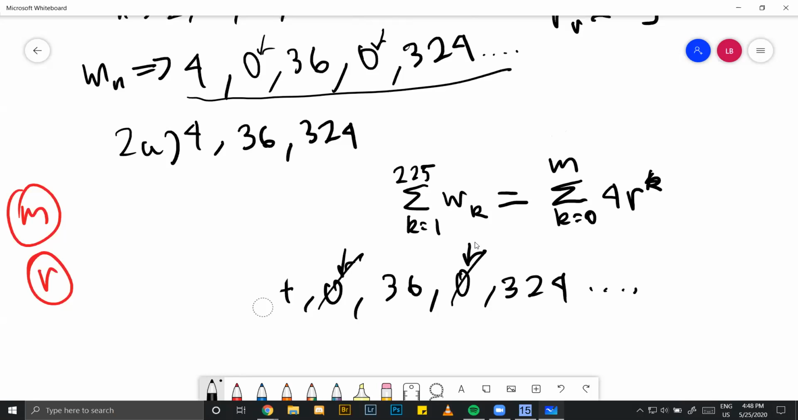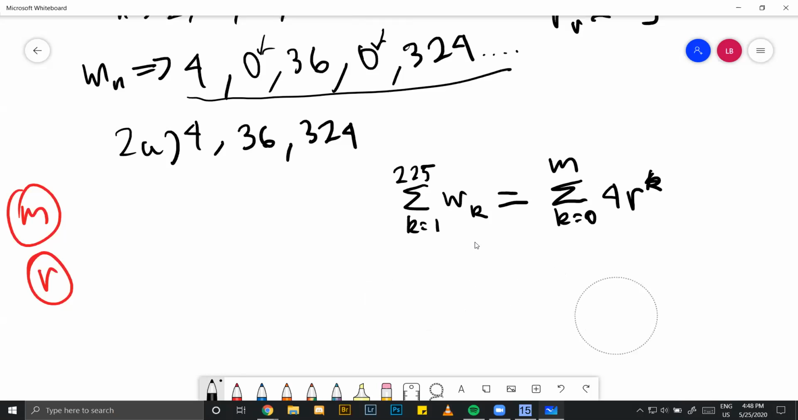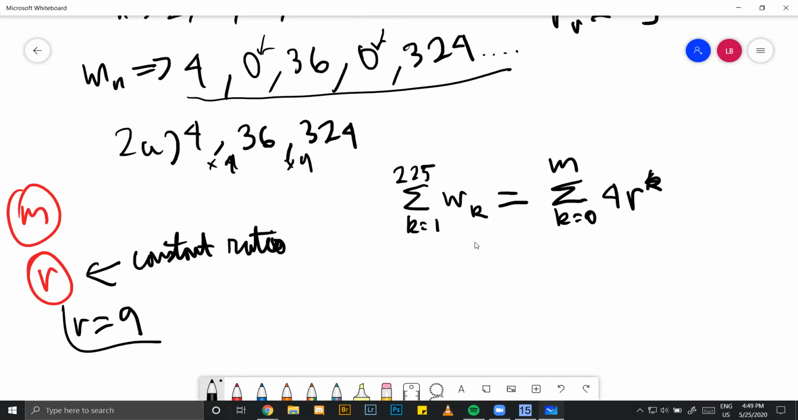So if you're thinking about what the value of r is, which is a constant ratio, you would look at whatever constant ratio you can see, disregarding the zeros. From 4 to 36, there is a constant ratio of times 9. And similarly, from 36 to 324, there's a multiple of times 9. So you know your constant ratio r is equal to 9.